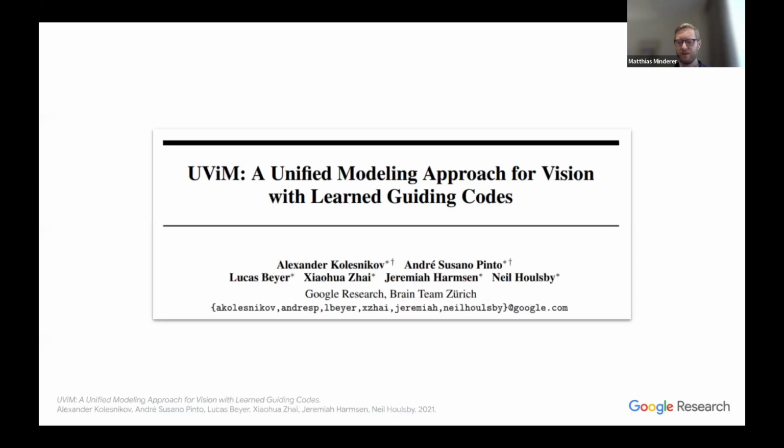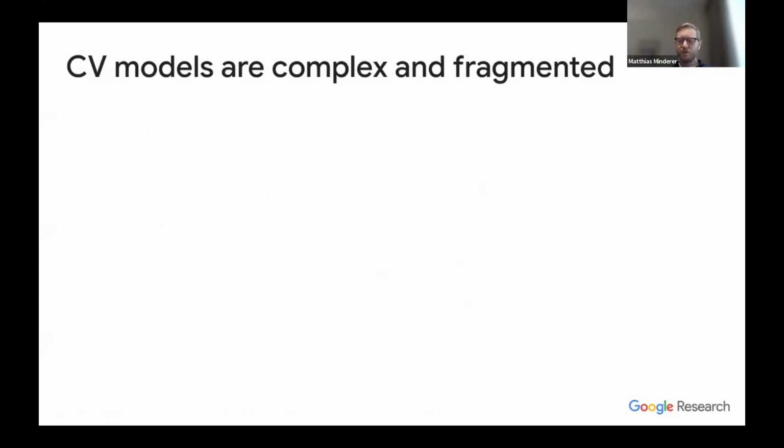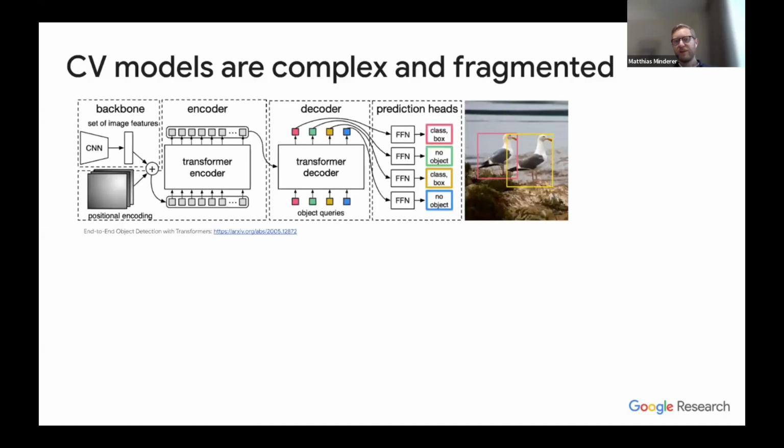Shawa, and others. So the motivation for this, which we already heard in the first keynote and the introduction, is that computer vision models, especially those for dense or structured tasks, are very complex and fragmented. So if we look, for example, at detectors like DETR, it has a lot of different components like a backbone, encoder, decoder, some prediction heads, and so on.